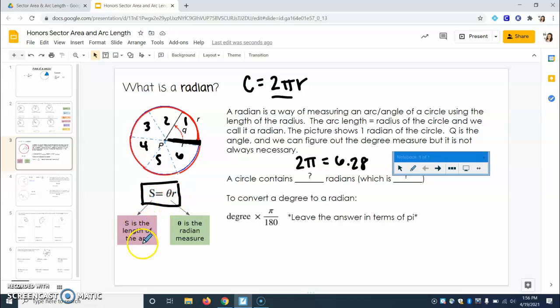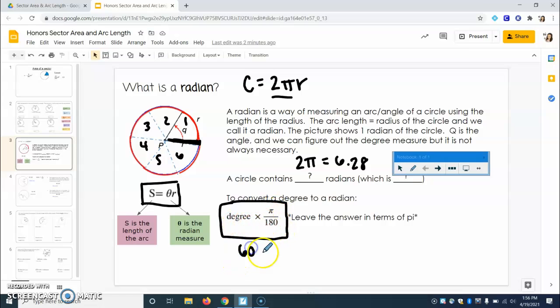S is just the letter that we use to represent the length of the arc, and that symbol is going to be the radian measure. R is the radius. So this is a formula. If you have a degree and you want to convert it to a radian, that's what you would do.